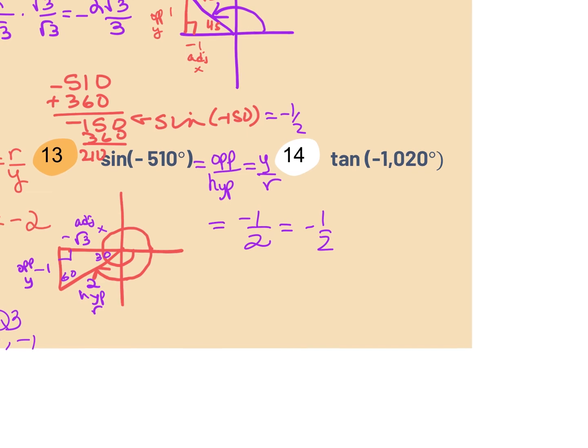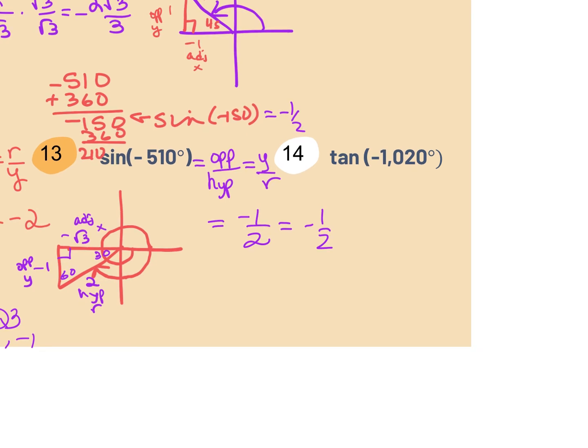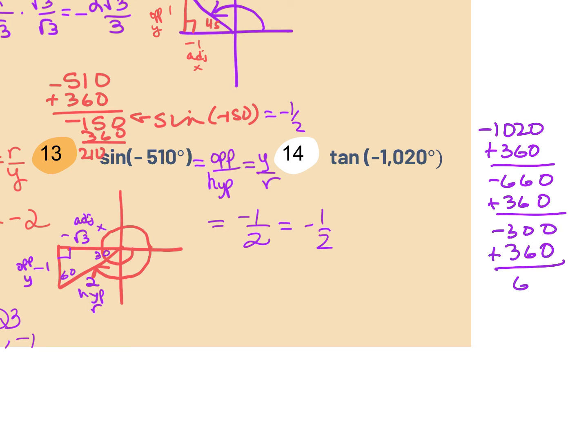So again, we need to get something between 0 and 360. So we're going to take the -1020. We're going to add 360. And then we get -660. Add 360 again. -300. Do it one more time. And we get 60. This is going to be our reference angle.